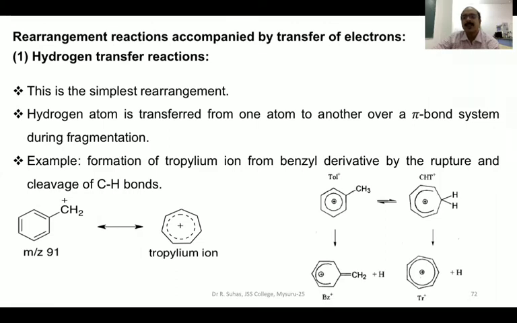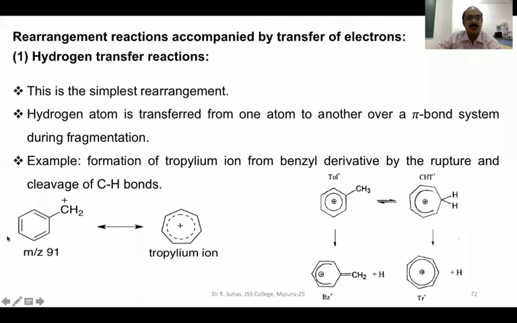So, if there is any pi bond in the molecule, over that pi bond, the hydrogen will be transferred from one place to another, or from one atom to another atom, during fragmentation. The best and simplest example is the formation of the tropylium cation, as I said a short while ago. So, this is the tropylium ion. It is formed from the benzyl derivative, or benzyl cation, by the rupture and cleavage of a CH bond.